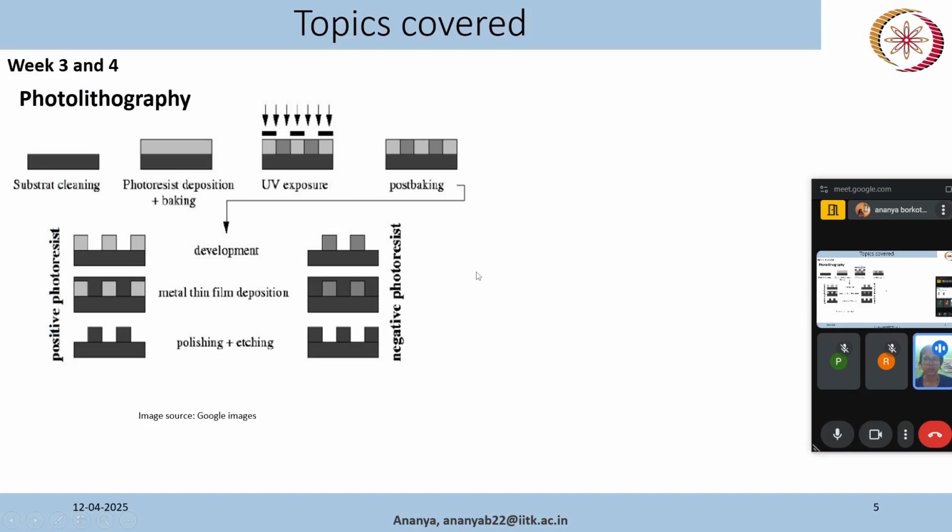In weeks 3 and 4, we mainly focused on microfabrication techniques. First we learned about photolithography. We know that there are multiple steps. The first step is the substrate. We will start with a clean substrate, so substrate cleaning is very important.